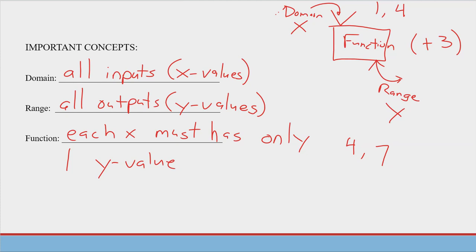However, if I put 4 in again, and something different comes out, right? Now I no longer have a function, right? My machine is broken because it's not doing what it needs to do every time, right? So if you get 2 different outputs for an input, then it is no longer a function. And we're going to look at some more examples of that as well.